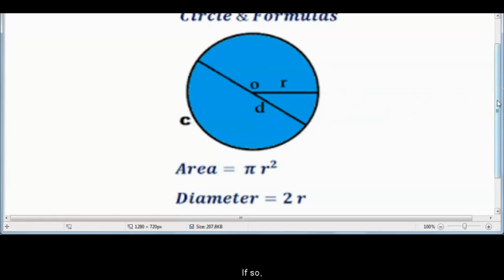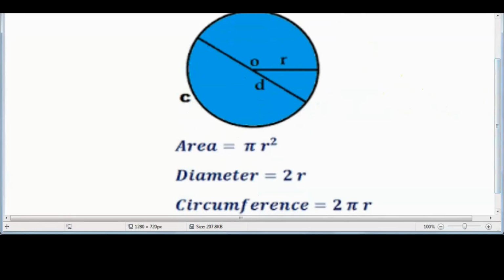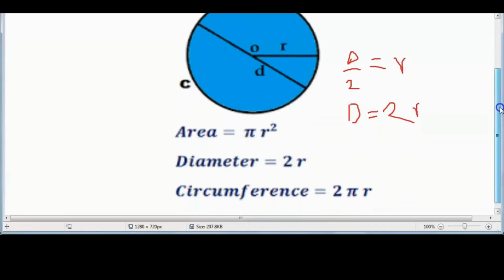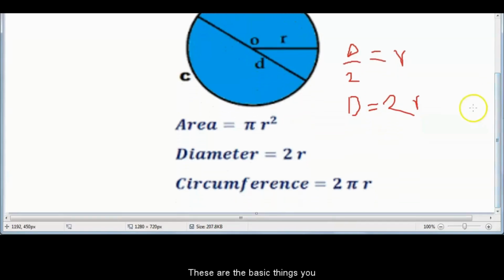If so, then we can say that the diameter, which is d, divided by 2 is the same thing as the radius. So d/2 equals r, or d equals 2r. These are the basic things you are supposed to know about the dimensions of a circle.